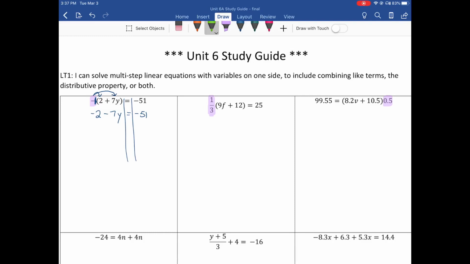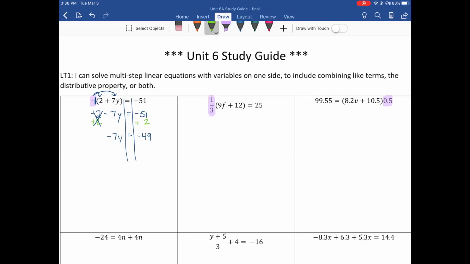From there, we don't want a variable and a constant on the same side of the equation, so we need to get rid of one of them. Since we only have the variable on that one side, we're going to get rid of the -2. The opposite of -2 is +2, so that's what we're going to add down below. And whatever we do to one side of the equation, we also must do to the other. So the -2 and +2 will cancel out, and we're left with just -7y. And then -51 plus 2 will give us -49.